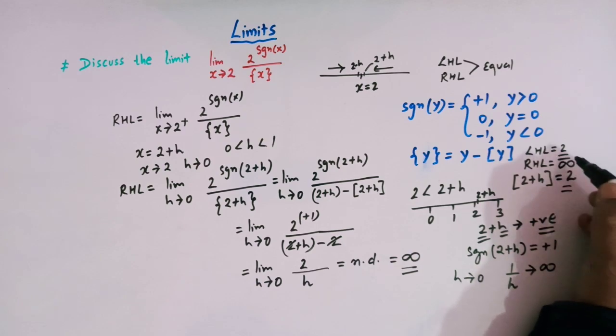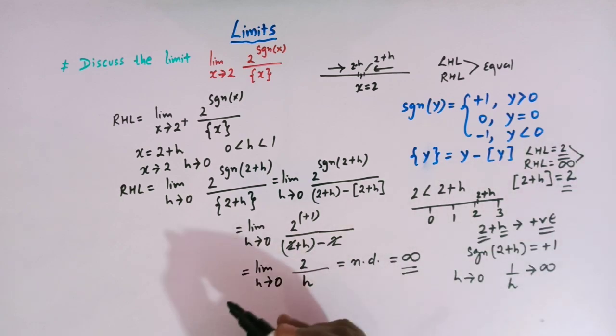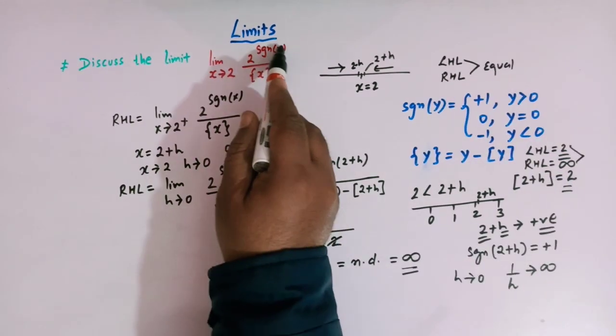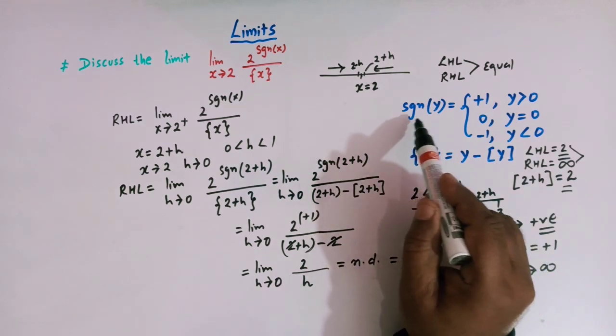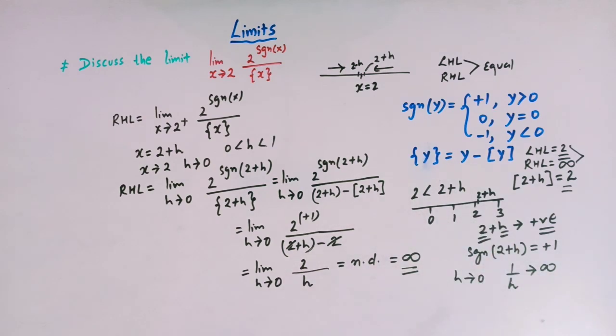So this is not finite, and here the left hand limit is 2 and the right hand limit is not defined, that is, it is not finite. So these two limits are not equal, right? And we can claim that the limit of this function when x approaches 2 does not exist, right? So viewers, this is how we can tackle these types of problems by making use of the definitions of the fundamental functions in mathematics.